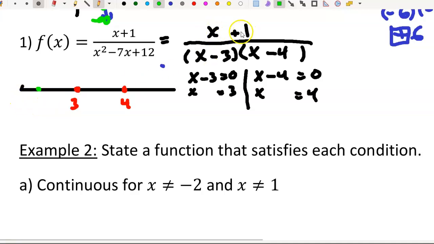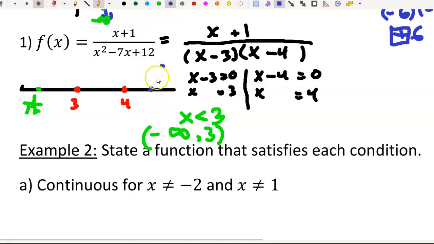So it would be 0 plus 1 over 0 minus 3 times 0 minus 4, right? So it's a little more work to plug it in, but we'll end up with 1/12. So that's totally fine. So I know x is going to be less than 3, right? Not equal to 3 because it's a vertical asymptote, right? Or I could say negative infinity to 3. And plug in a number to the right. Let's say 5 or 6 or 10, whatever you want.